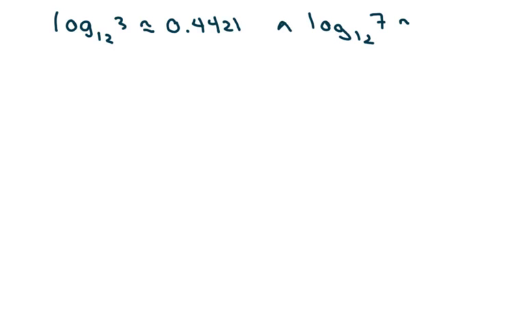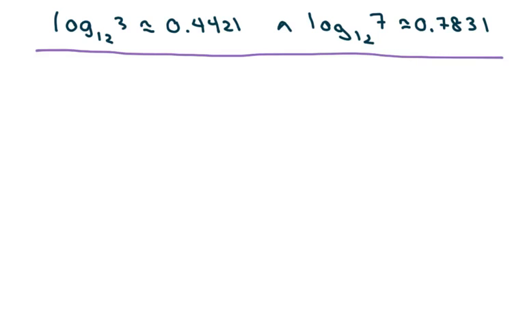So you'll see these kinds of problems here. They're going to give you information. For example, log base 12 of 3 is approximately 0.4421. And they're also going to give you another part, log base 12 of 7 is approximately 0.7831. Now, when they give you this, you also need to remember that log base 12 of 12 equals 1. They're not going to give you that, but you will use that sometimes. So let's do some problems here. We're going to go easy to harder.